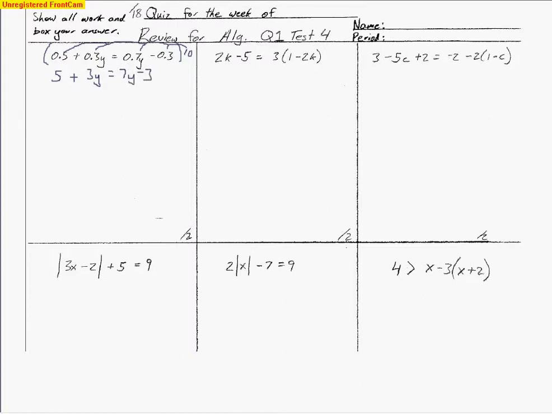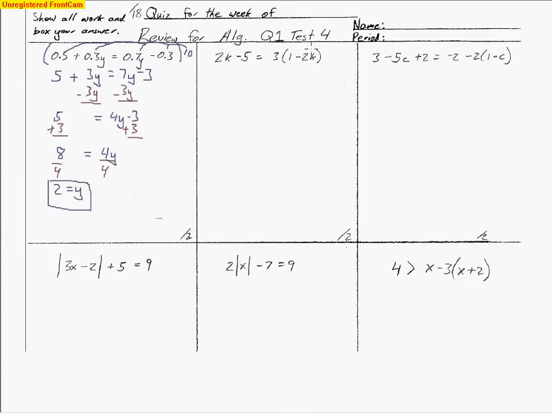So now I'm ready to go ahead and subtract that 3y from both sides. And so now what I have is a 5 equals 4y minus 3. Well, from this point, I can go ahead and add that 3 to both sides. And when I do that, I'm left with an 8 equals 4y, and then divide by the 4, and we have our answer there. So in this case, y is equal to 2.